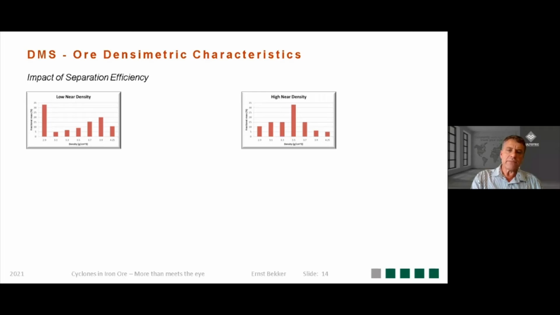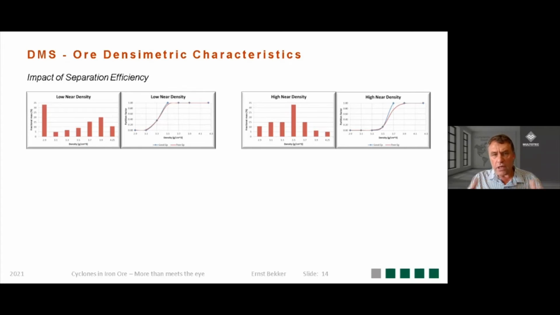So low near density material is normally an easy separation process. High near density material is a more difficult separation process. So the client asked that I evaluate 2 different efficiencies on this material. And the blue line is the good EP value, the red line is the poorer EP value. On the right-hand graph, the reason for the red line moving further to the right-hand side is that, in this example, the product quality of 65% iron was maintained.